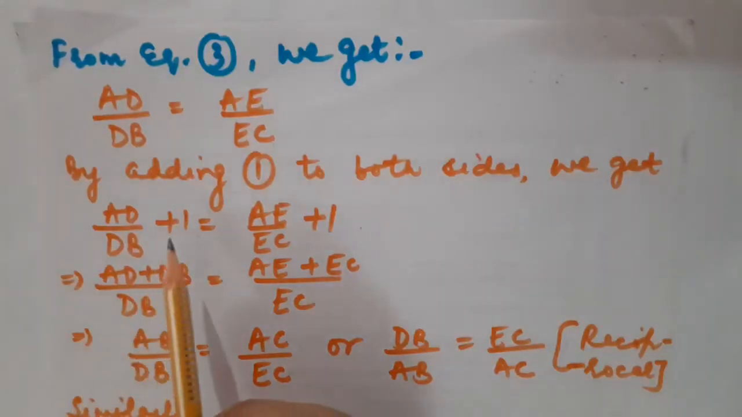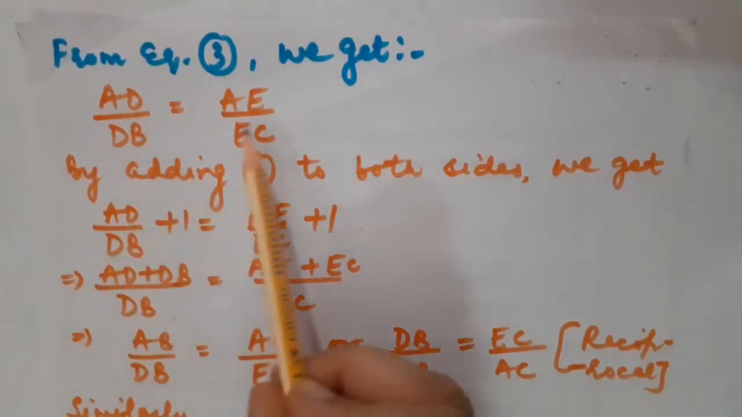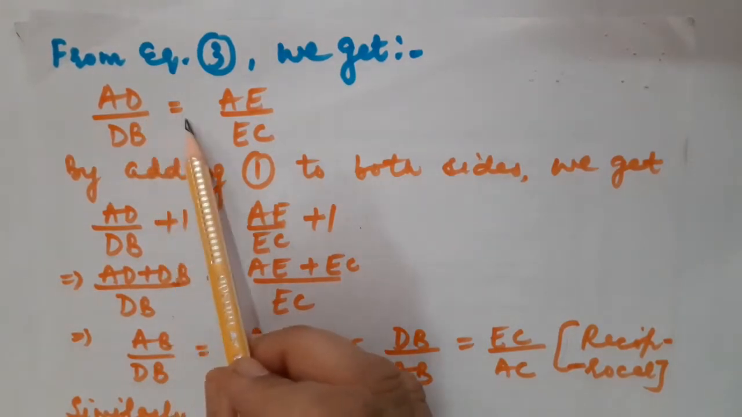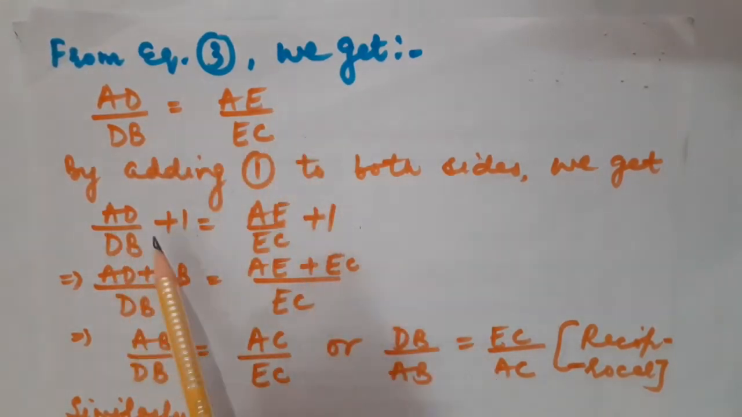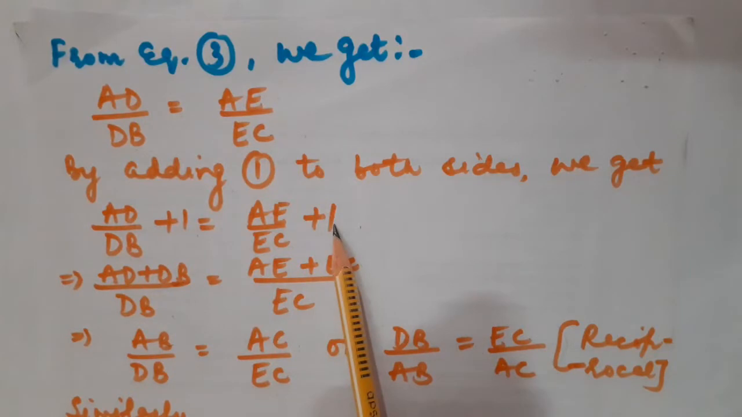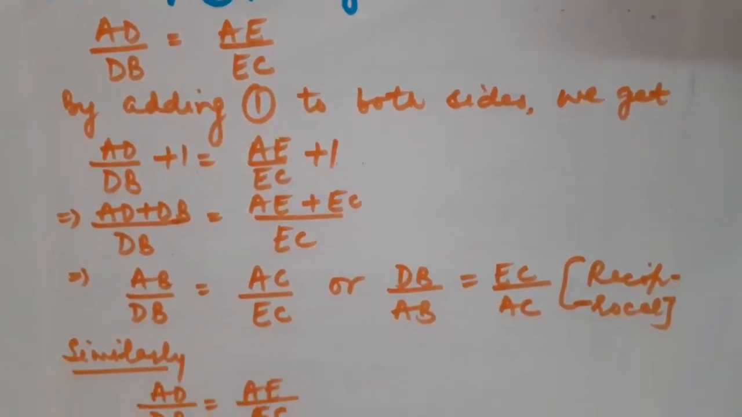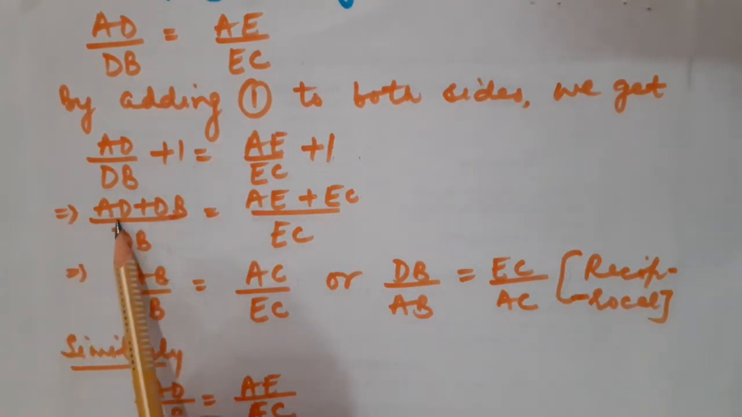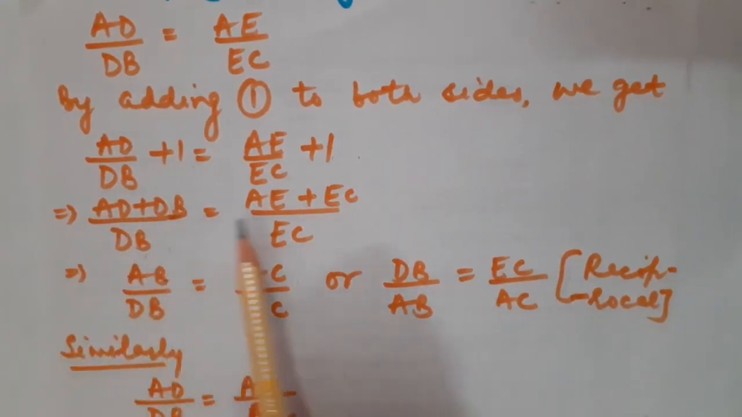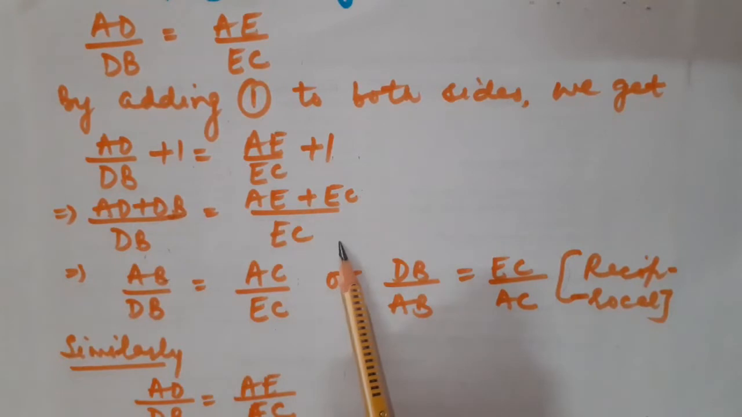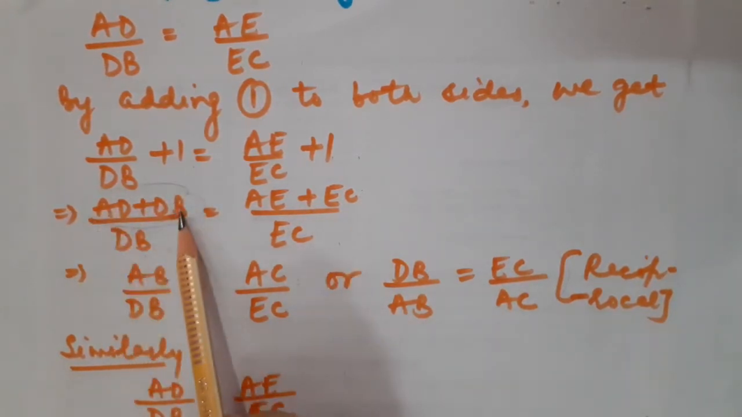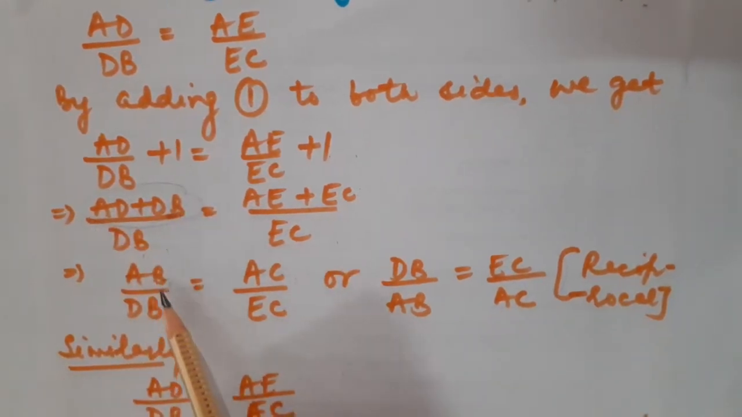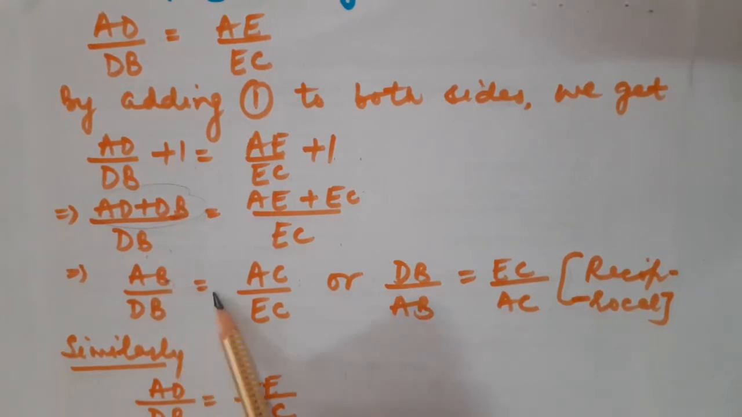To prove the corollary, I use the result of BPT, that is AD upon DB is equal to AE upon EC. I am going to add 1 on both sides. After adding 1, I have DB as the LCM. So I have AD plus DB upon DB is equal to AE plus EC upon EC. So AD plus DB is what? Complete AB. So it becomes AB upon DB is equal to AE plus EC, which is AC, upon EC.